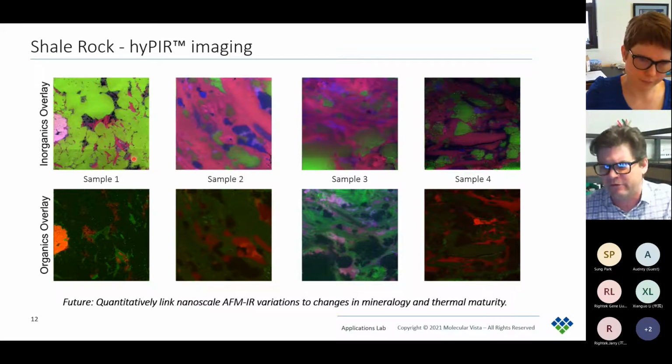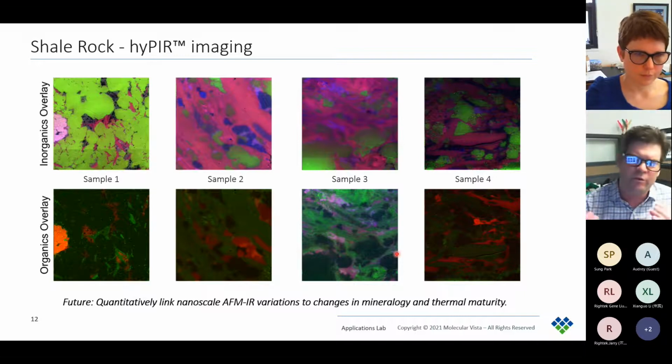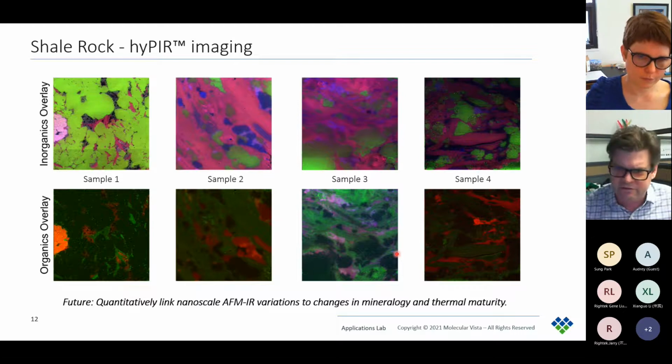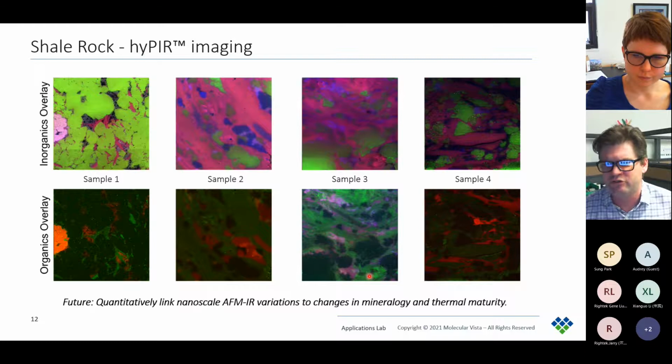So again, 4 different samples, 4 different kinds of distributions of inorganics. We did the same thing on the organic absorbing wave numbers, and you can see how those are distributed, right? So this was just one of these survey studies. What could we pull out of the systems? And then the idea would be, can we start to use this information to understand thermal maturity, mineralogy, and make better, more informed ideas on how one might extract shale from different locations around the world.